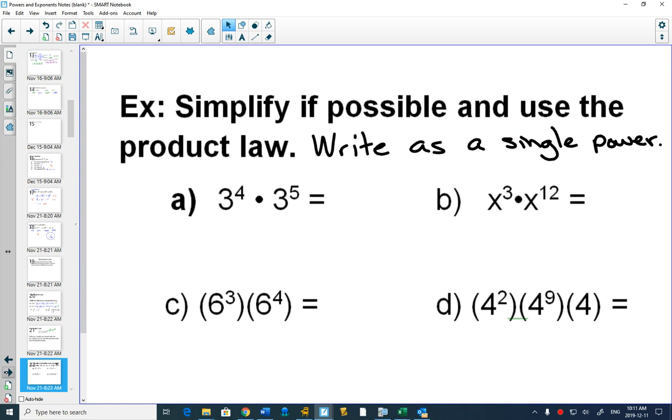Okay? Simplify if possible and use the product law. I have written in here, and you can add that as well to your notes, to write as a single power.